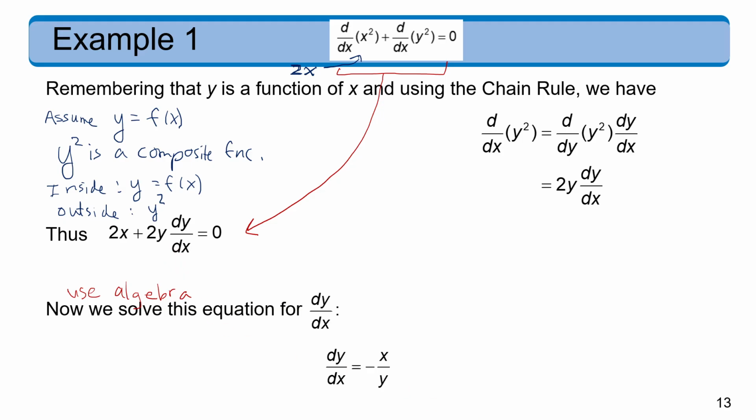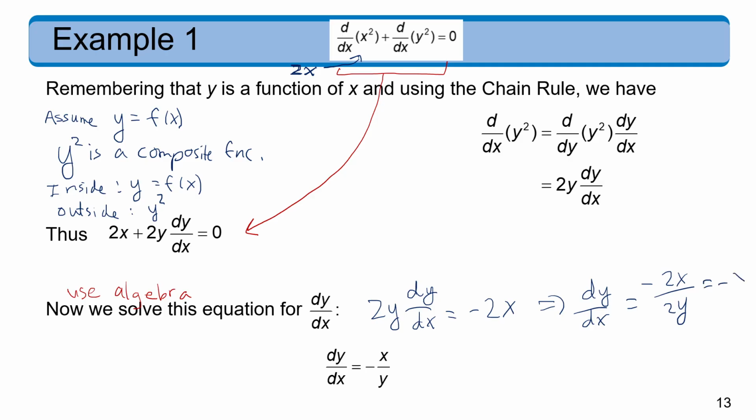So those steps aren't shown here, so I'm going to add those in. So first I would take the equation just above and subtract 2x from both sides. So now we have 2y times dy dx equals negative 2x. Then I would divide both sides by 2y, and the left side is now dy dx. The right side is negative 2x over 2y. The 2's cancel and you get negative x over y. And so that explains exactly where this came from.